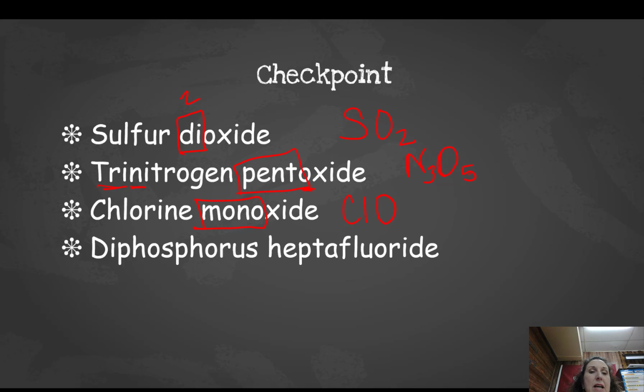All right, diphosphorus heptafluoride. So we know phosphorus is P, fluoride is F, di means 2, hepta means 7. You need to be able to do covalent compounds both ways: write out the full long name or give me a chemical formula.